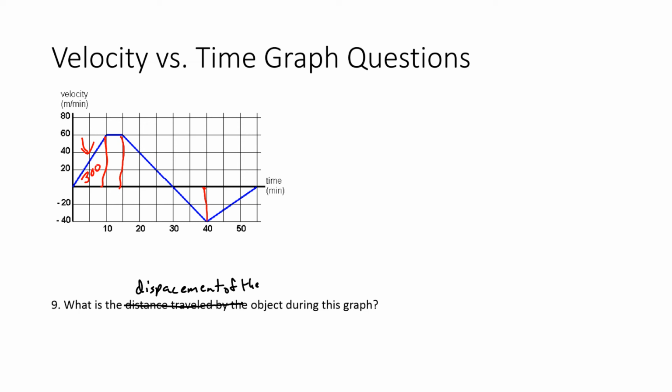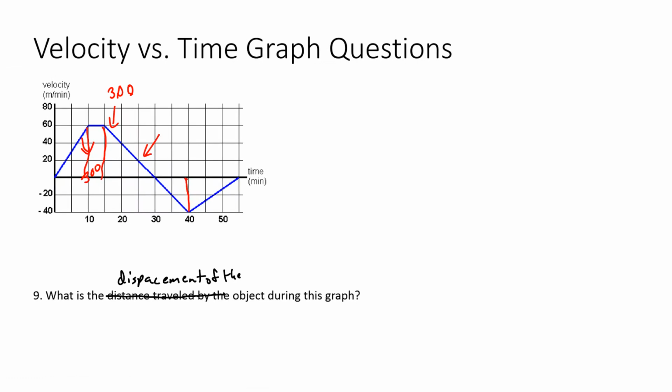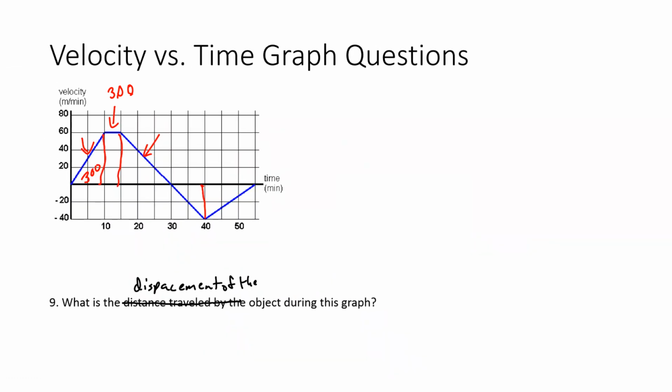This square is going to be 60 times 5. So 300 there as well. This triangle right there is going to be from 15 to 30. So 60 times 15, then we're going to have to divide that by 2. So 60 times 15 is 900. We take that answer divided by 2, we get 450.